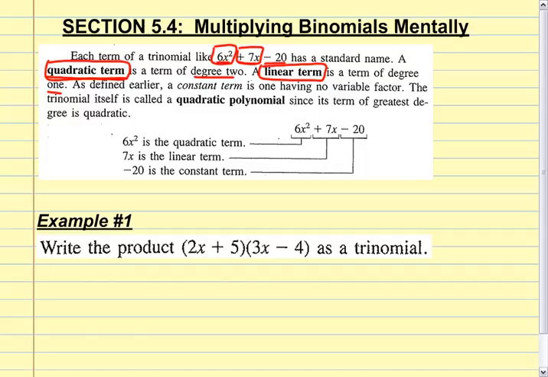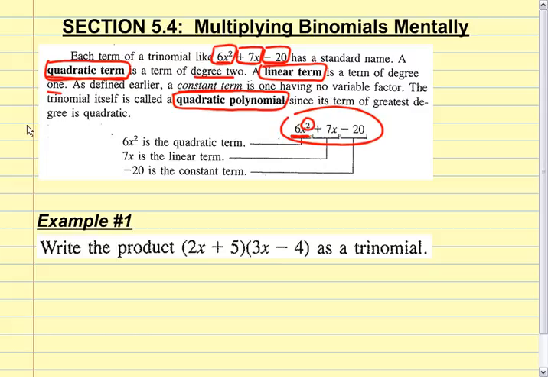As defined earlier, a constant term is one having no variable factor. Cecilia, which one's the constant? Minus 20. Okay? All right. The trinomial itself is called a quadratic polynomial since its term of greatest degree is a quadratic. So the biggest or the highest degree in this trinomial is a quadratic because it's squared. We call the whole thing a quadratic polynomial. Okay? Good. Vocabulary. You've got some words in your head now, so I can speak to you.